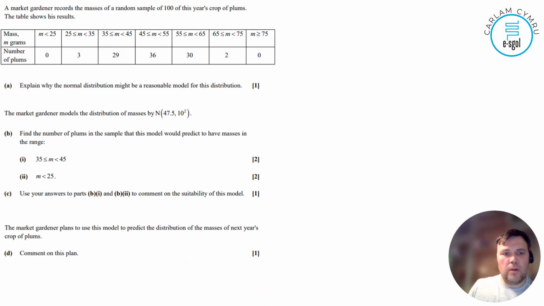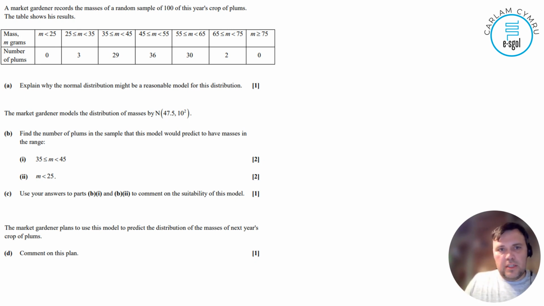Moving on. Here is very similar to the first question we did for the WJEC. I thought it'd be a nice one to do. So a market gardener records the masses of a random sample of 100 of this year's crop of plums. The table shows his results. And again, explain why the normal distribution might be used as a reasonable model for this distribution. Again, if you look at the middle, it is the largest one, and then it tails off.